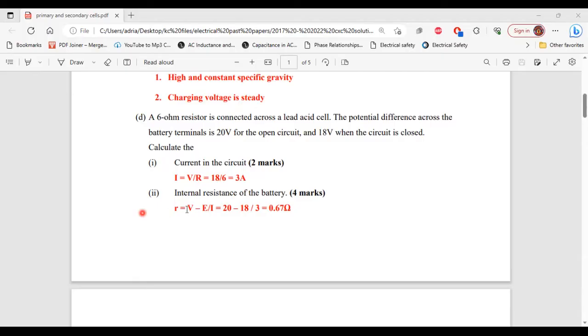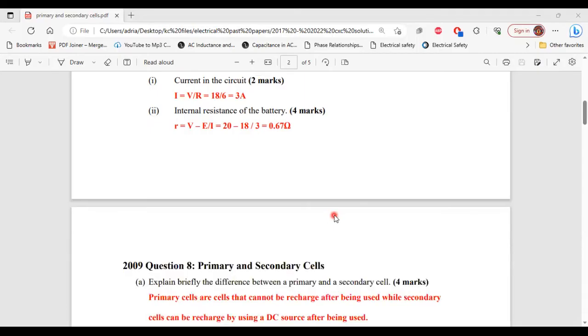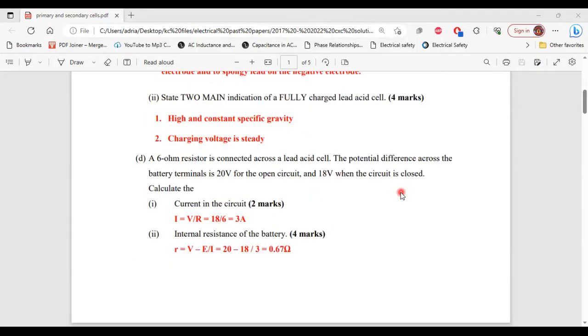For part 2, it says to calculate the internal resistance of the battery. So R is equal to the open circuit voltage, V, minus the closed circuit voltage, E, divided by the current. So that is 20 volt minus 18 volt divided by 3. That will equal 0.67 ohm. All right, so that's it for part 2 of D, and that's it for this question. All right, so let's move on to the next question.